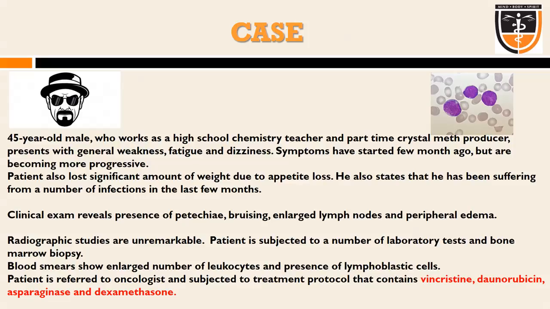So blood smears will show a large number of leukocytes and the presence of these immature, big, blobby lymphoblastic cells. These cells are normally not found in blood, okay, because these are immature white blood cells. But you're suddenly seeing them all over his body. So, of course, you refer the patient to an oncologist, and he's subjected to a treatment protocol that consists of vincristine, daunorubicin, asparaginase, and dexamethasone. So why is this case important for you?